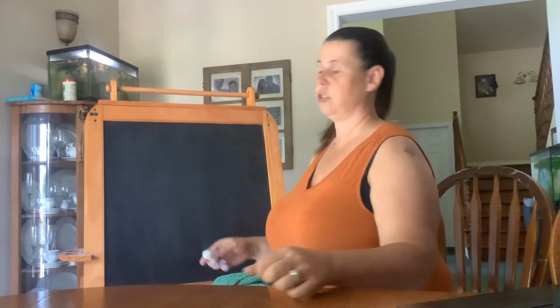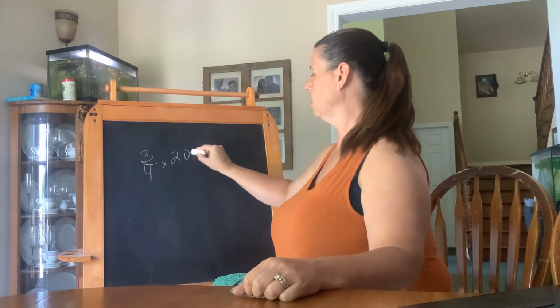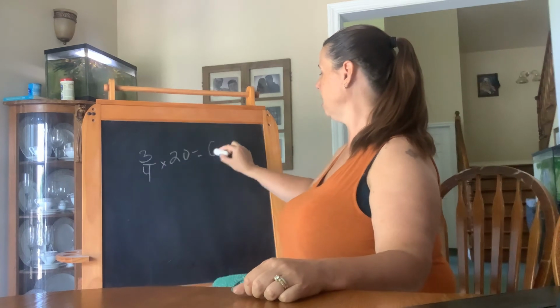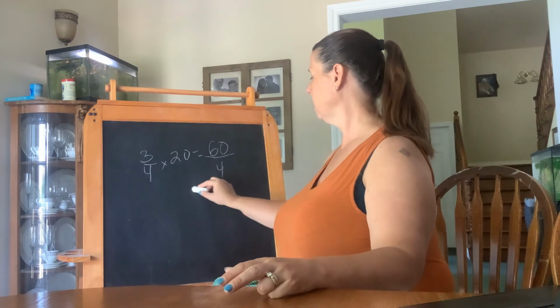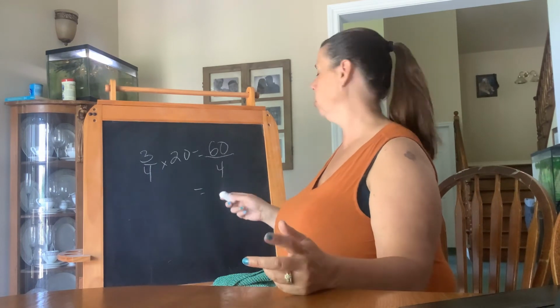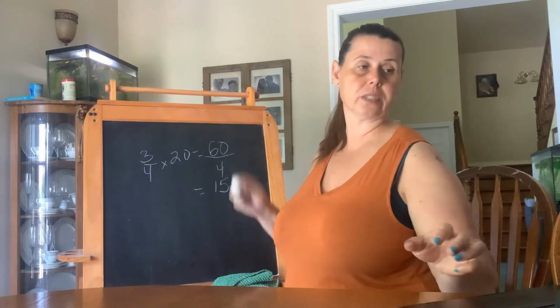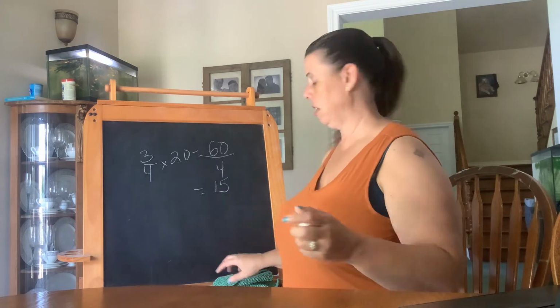Okay, I'll do one more with you. Let's do the last one. 3/4 times 20. Okay? Well, we got to multiply across the top. 3 times 20 is 60. 20, 40, 60. Over 4. And 4 goes, I happen to know, 4 goes into 60 15 times with nothing left over. Okay? Pause the video, go answer number 7. All right, investigation.